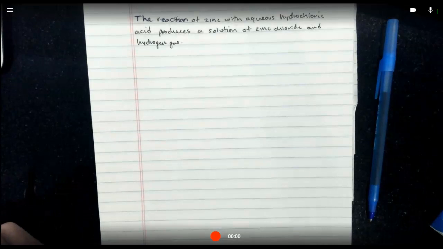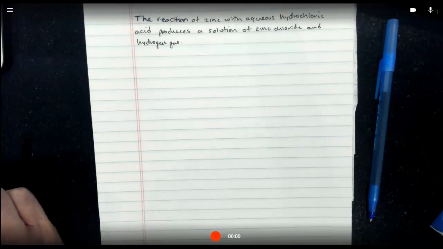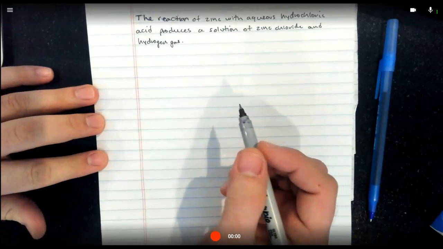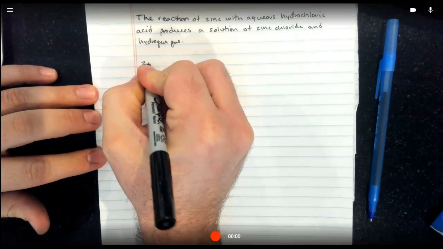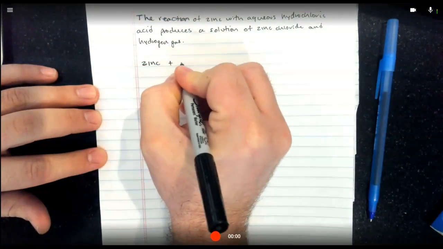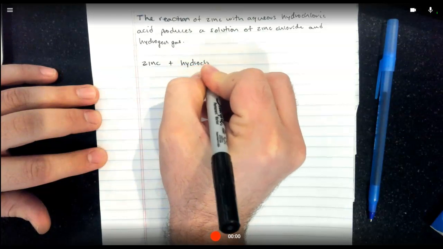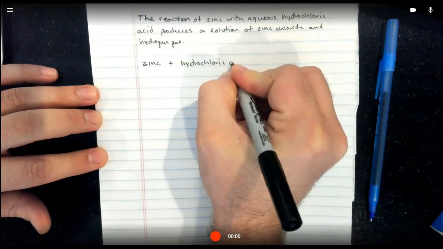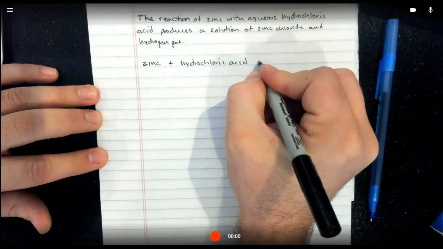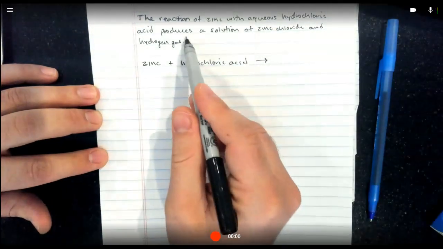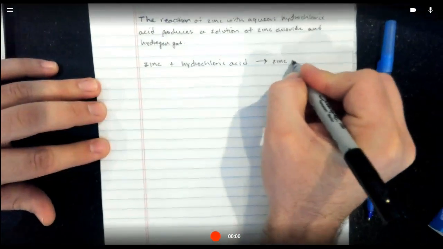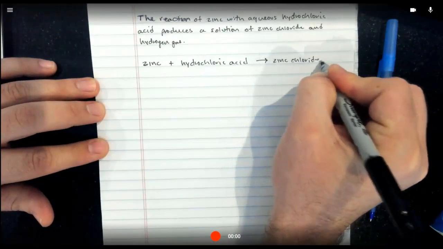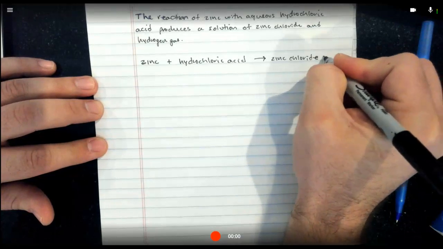It says the reaction of zinc with aqueous hydrochloric acid produces a solution of zinc chloride and hydrogen gas. So we want to start by writing down the word formula. We have zinc plus hydrochloric acid produces. So anytime you hear the word like produces or will yield or reacts to form, that means a reaction arrow. A solution of zinc chloride and hydrogen gas.